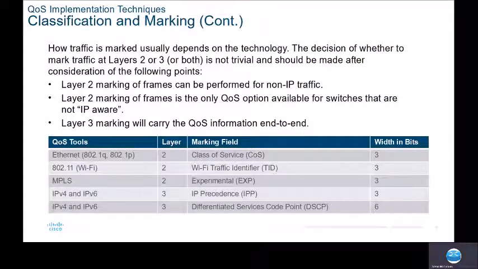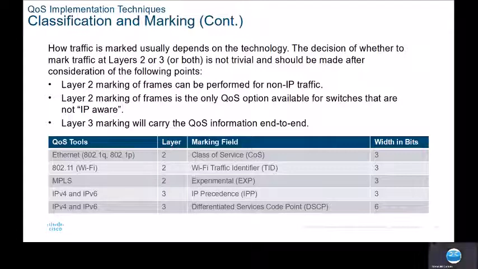How traffic is marked usually depends on the technology. The decision of whether to mark traffic at layer 2 or 3 or both is not trivial and should be made after consideration of the following points. Layer 2 marking of frames can be performed for non-IP traffic. Layer 2 marking of frames is the only QoS option available for switches that are not IP aware. Layer 3 marking, of course, will last longer. It will be carried end to end because layer 2 headers are stripped and remade at layer 3 boundaries.